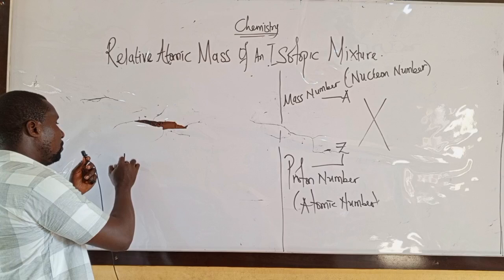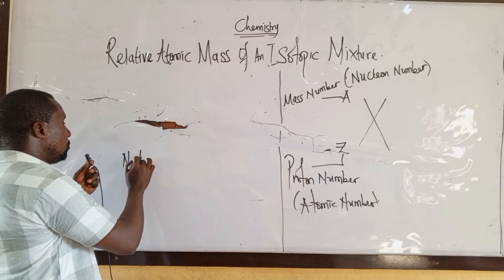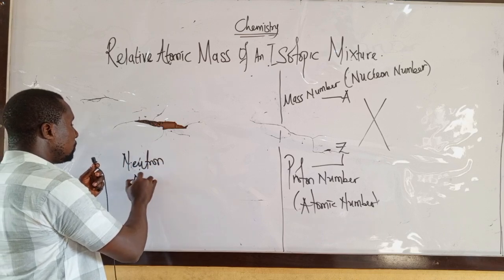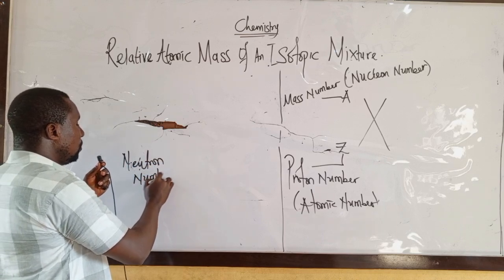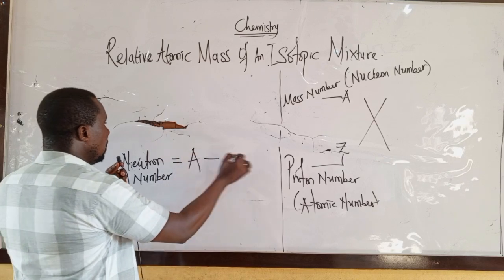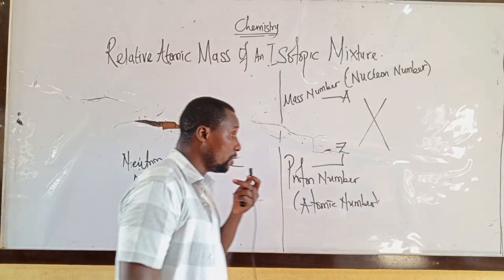Neutron number is what? Mass number, which is A, minus Z, which is the atomic number. Take note of that.